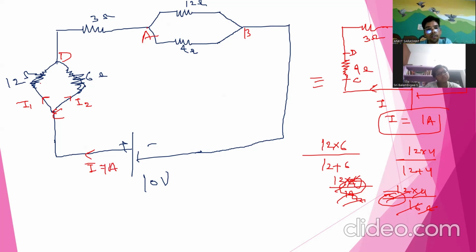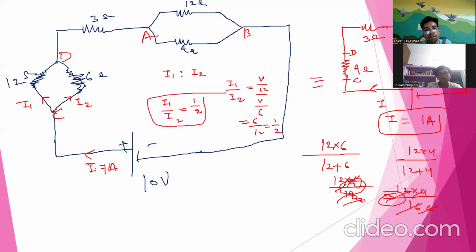Clear? Then you just tell me, what is the ratio of I1 to I2? Since V is equal to I into R, I1 by I2 is R2 by R1, that is 6 ratio 12, it will be 1 ratio 2. Is it correct? Yes, sir. 1 ratio 2 means divide this current 1 in the ratio 1 to 2. How much current here? 1/3. How much here? 2/3.